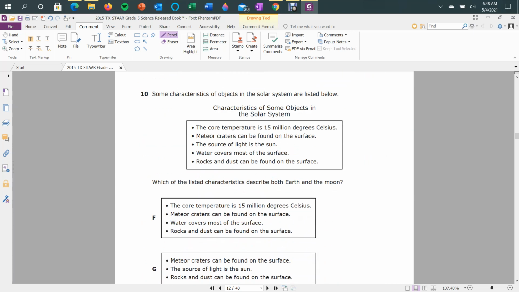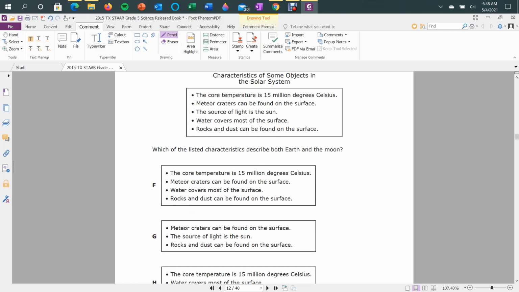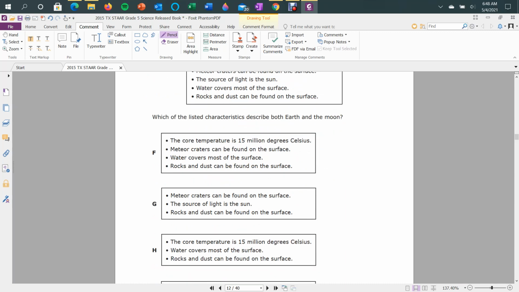All right. Some characteristics of objects in a solar system are listed below. Which of these listed characteristics describe both Earth and the Moon? Okay, we don't even have to look at this really. Let's look down here. Both the Earth and the Moon. The core temperature is 15 million degrees Celsius. Oh, we know that ain't the Earth. That's got to be the sun. No way we're that hot. All right, so that's a definite no.